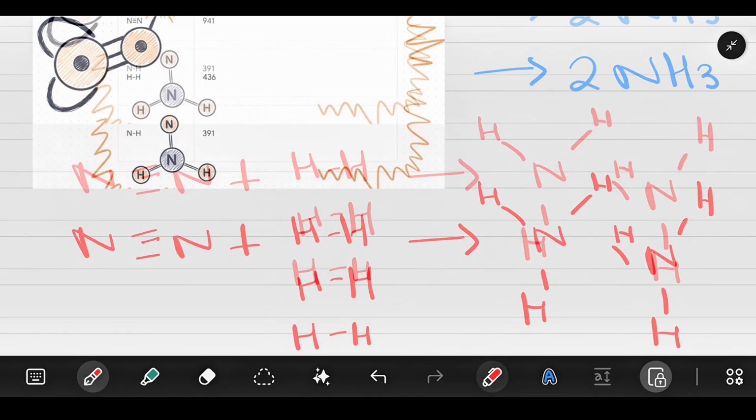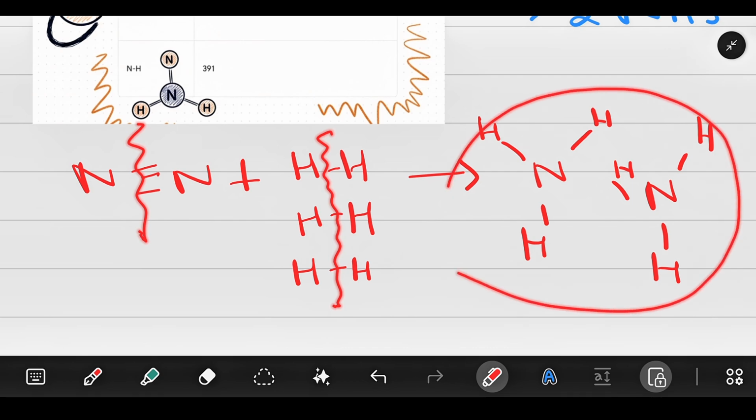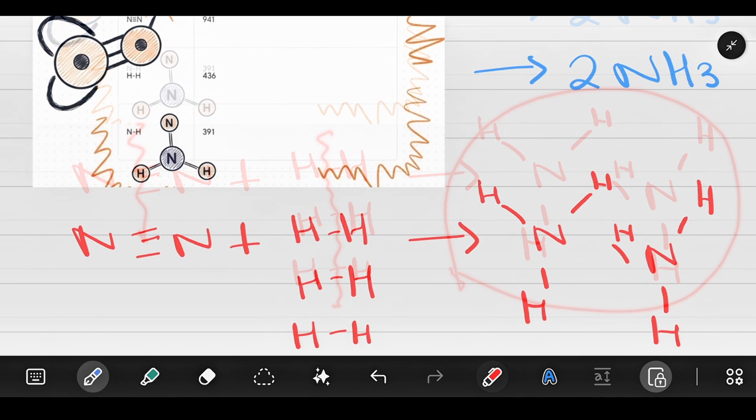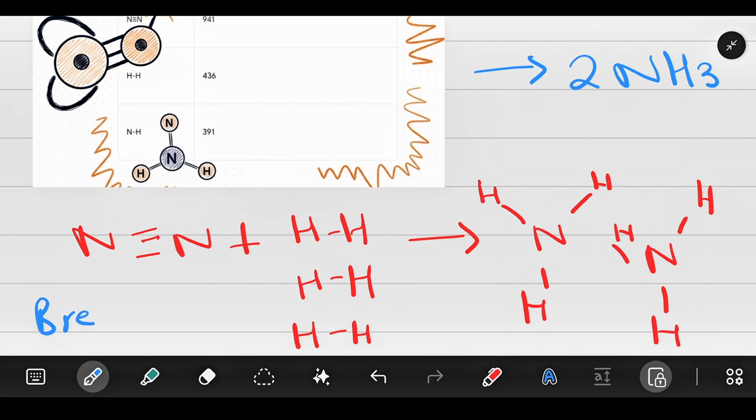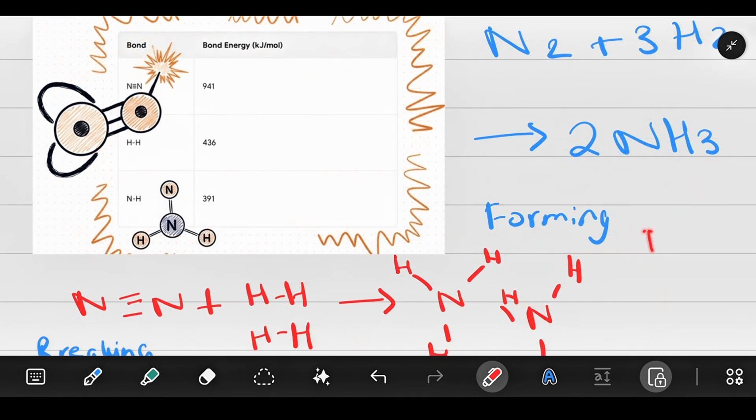Right, now that's done. So what do I know about this? I know that I will need to break this nitrogen-nitrogen bond and all these individual hydrogen-hydrogen bonds, which will react to form 2 molecules of ammonia. So let's label them. These are the breaking bonds and these are the forming bonds. So now if you recall enthalpy change, which was energy of the reactants minus energy of the products, we can just plug in our values and find out the overall enthalpy change.